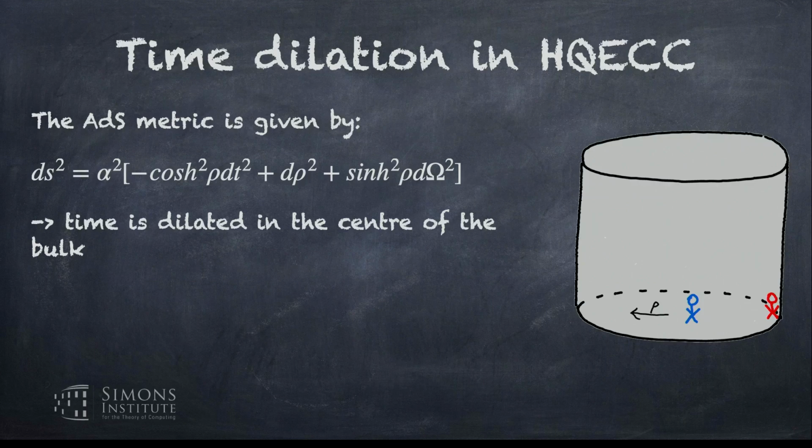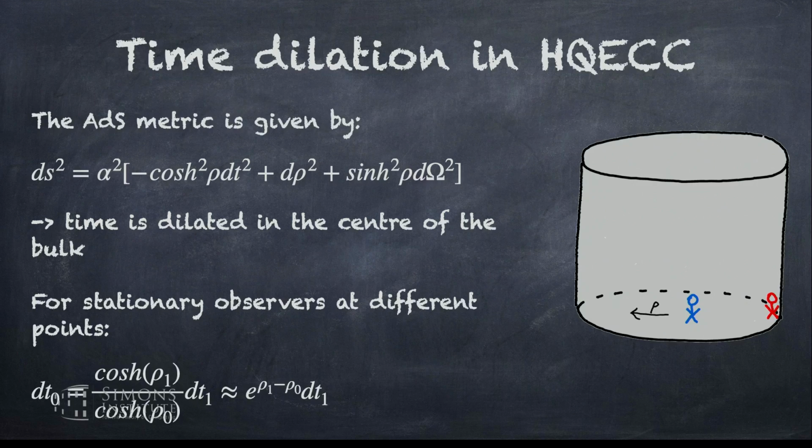Okay, so from the AdS metric, you can see, or maybe you can't see, but please believe me, time is dilated in the center of the bulk. Throughout this talk, I've been saying we're just going to think about constant time slices of AdS. But the AdS metric doesn't just affect space, it also affects time. So if we want to capture this in these toy models, we're going to have to put this in by hand.